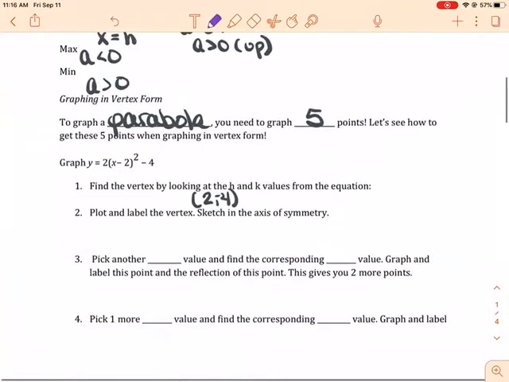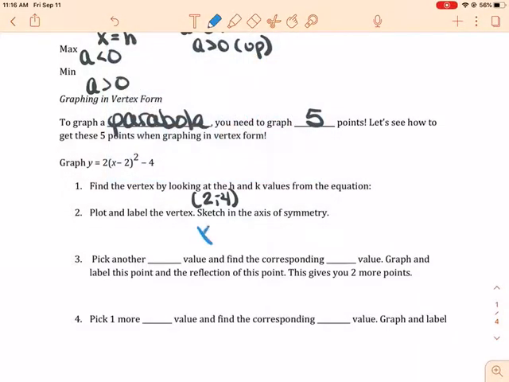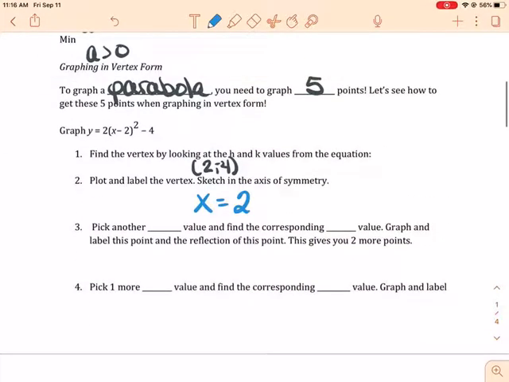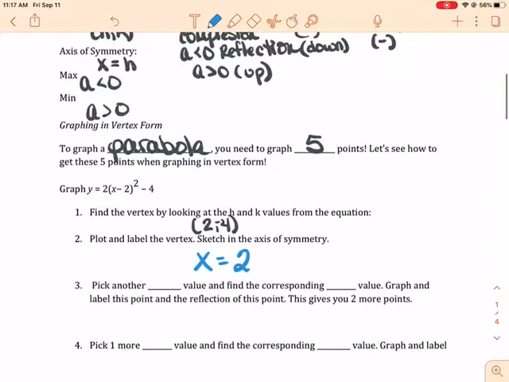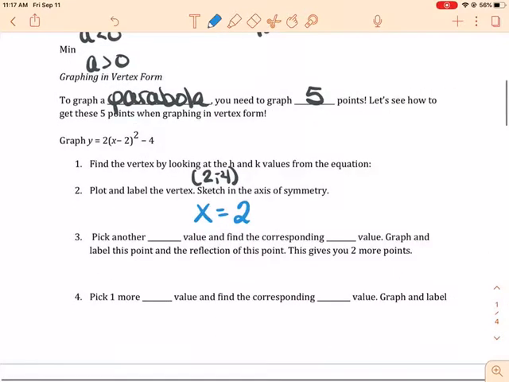Okay, so plot and label the vertex, and now we're going to find our axis of symmetry. Remember, our axis of symmetry is going to be x equals the x-coordinate of our vertex. So x equals 2. So here's my axis of symmetry. Now, we know it opens up, just to remind, because a is positive. See, there's our positive a. So we know that it's opening up. And that's going to be helpful, because if we screw up our points and it's not going in the right direction, we're going to conflict.